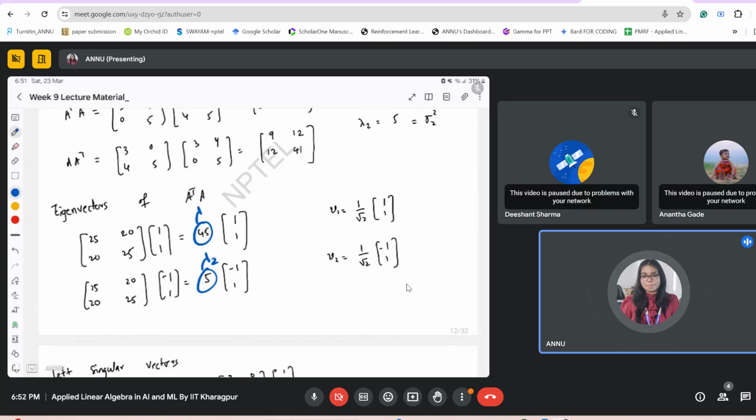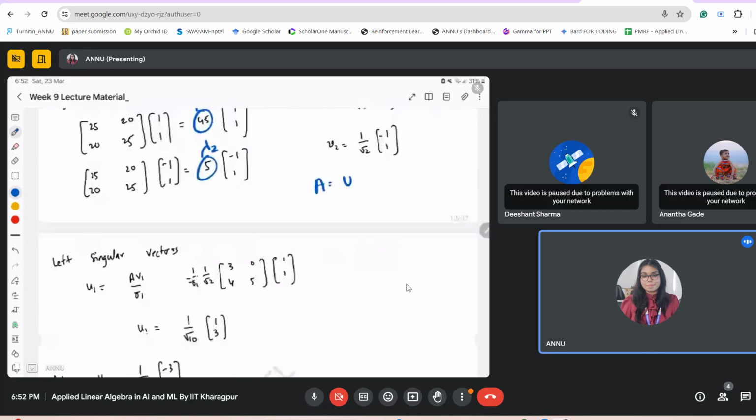Similarly, you can calculate u1 for the left singular vectors. Sometimes I have also had the doubt: if you write A equals U sigma V transpose, which one is left and which is right? Since U is written on the left, it is the left singular vector matrix, and V is the right singular vector matrix. The matrices consist of the left singular vectors and the right singular vectors.